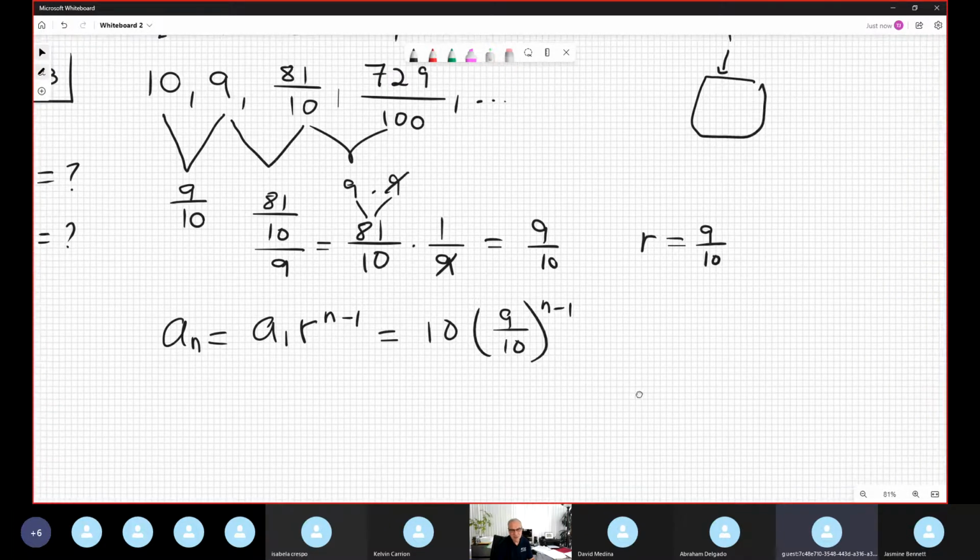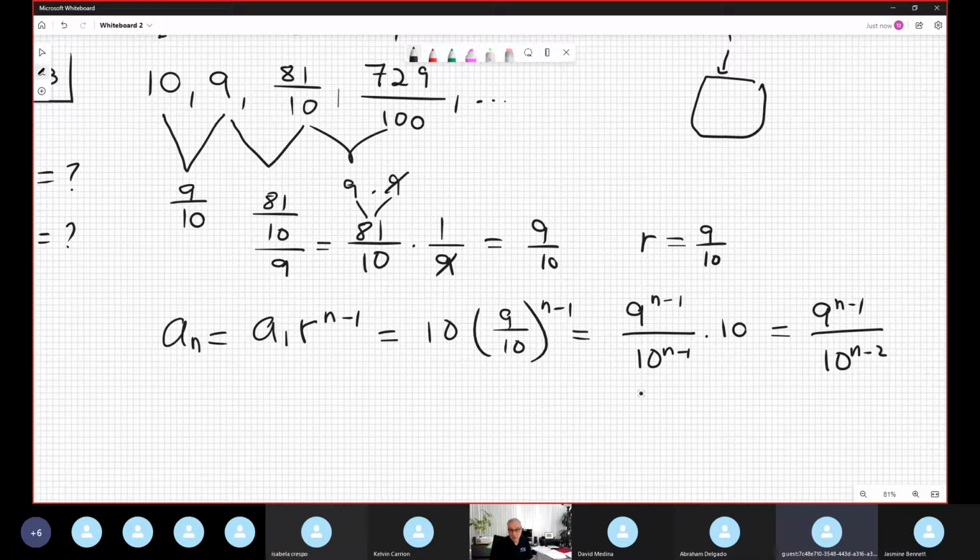You can. However, I saw that we can simplify a little bit. Suppose this is 9 to the n minus 1, this exponent, and this is 10 to the n minus 1. And we have another extra 10 here, so you subtract the exponent because of division, no? Then it actually is 9 to the n minus 1 divided by 10 to the n minus 2, because you subtract the n minus 1 minus 1. That is the reason. Okay, either way, leave it like that, the way you prefer. It's equivalent.